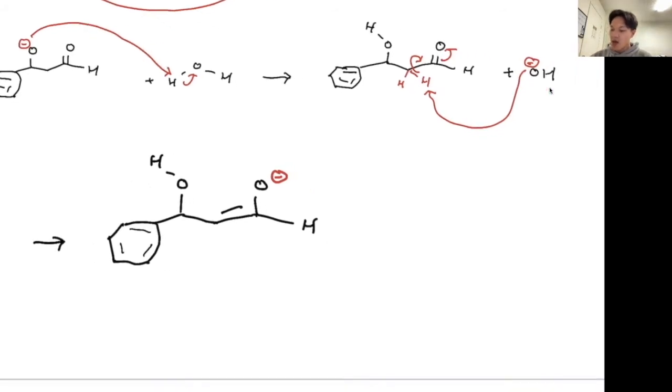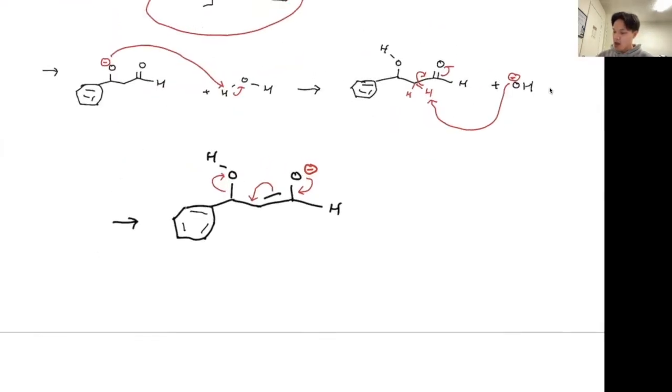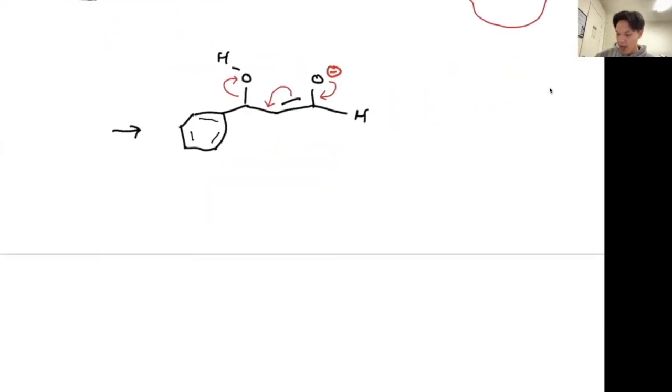Okay, so what happens is this oxygen with its lone pairs is going to form a double bond with the carbon. While that happens, this double bond over here comes and gets moved to the other carbon. And now you're going to have the removal of that alcohol. So it's going to look something like this.